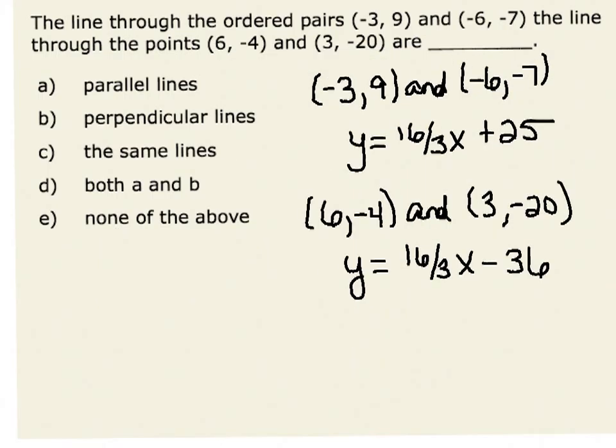So now we can investigate. Our first line that passes through (-3, 9) and (-6, -7) is given by the equation y is equal to 16/3 x plus 25. We know our slope is 16/3 and our y-intercept is the point (0, 25). Our second line that passes through (6, -4) and (3, -20) has the equation y equal to 16/3 x minus 36, which has the same slope of 16/3, but passes through the point (0, -36). This means that they're not the same line, but since they have the same slope, we know that those lines must be parallel.